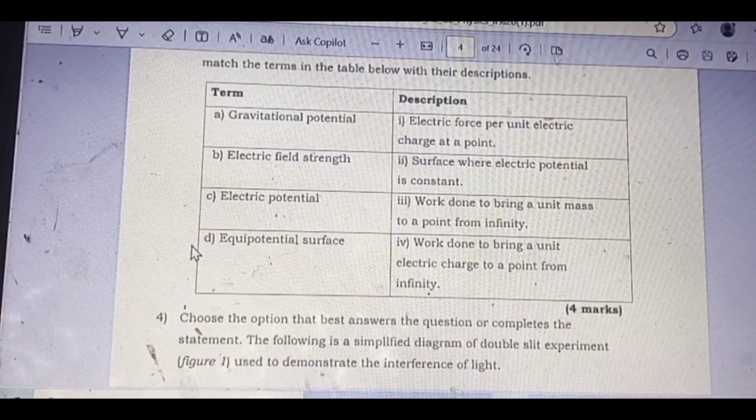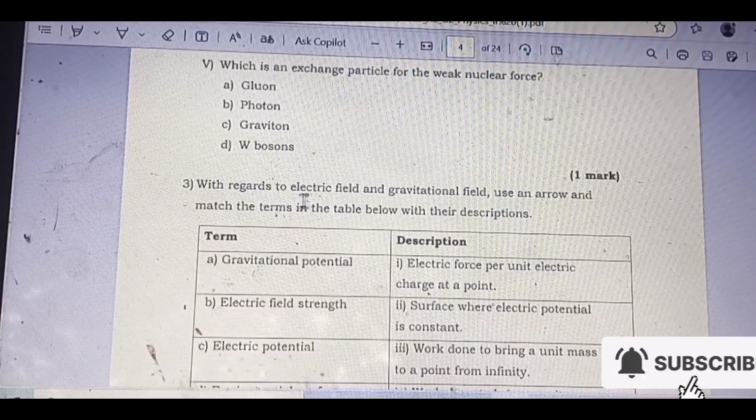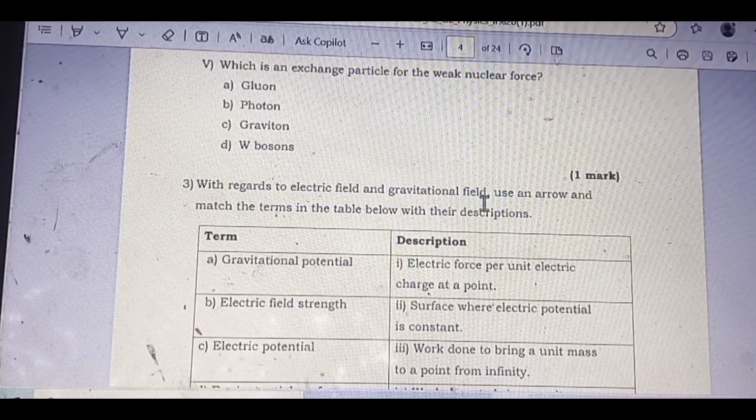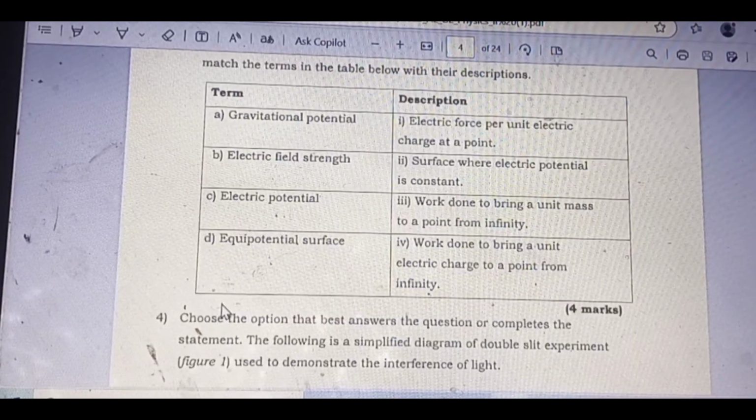Question 3. With regard to the electric field and the gravitational field, use an arrow to match the terms in the table below with their descriptions. We have the terms and also the descriptions. You are going to match them. A. Gravitational potential. Match to III: work done to bring a unit mass to a point from infinity.